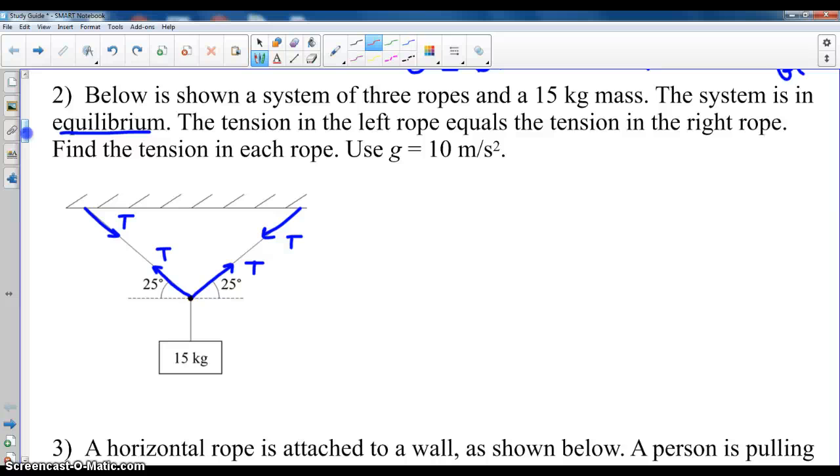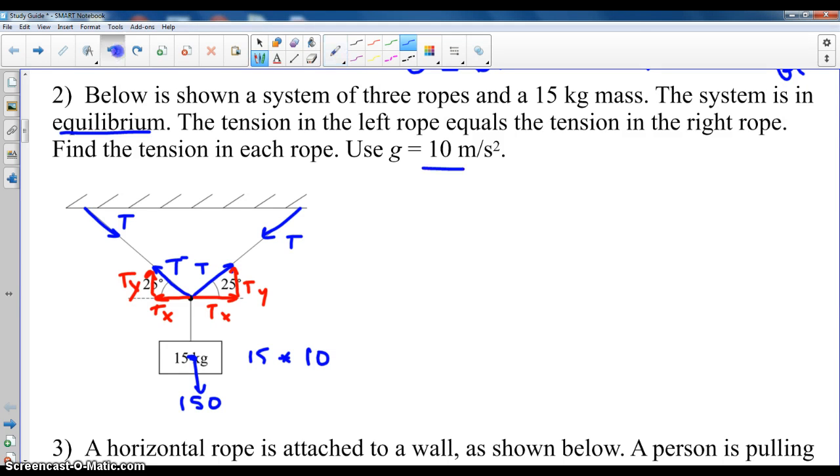Find the tension in each rope. Alright, for each of these tensions, we have an X part and a Y part, Ty. The hypotenuse is T, so let me move the T over to the hypotenuse. Now, on the block, gravity pulls down with mg. M is 15, g is 10. So we get 150 newtons as the force of gravity. The weight is 150 newtons. That means the tension in this rope is 150, and the tension pulling down right there is also the same, 150 newtons.